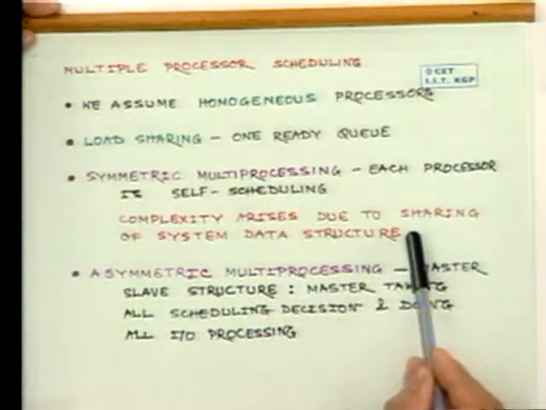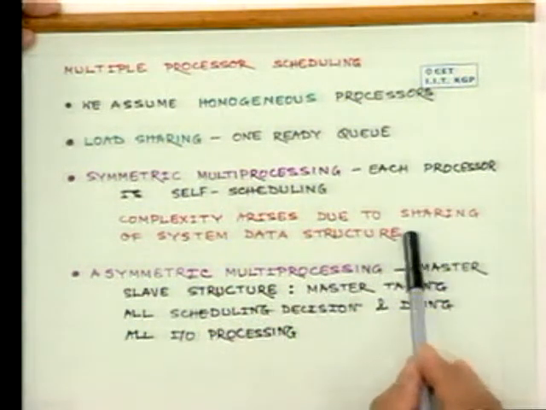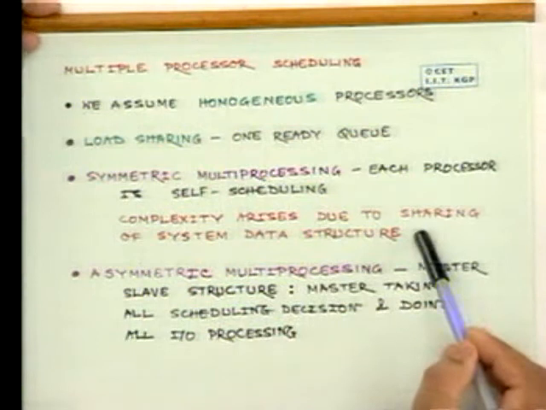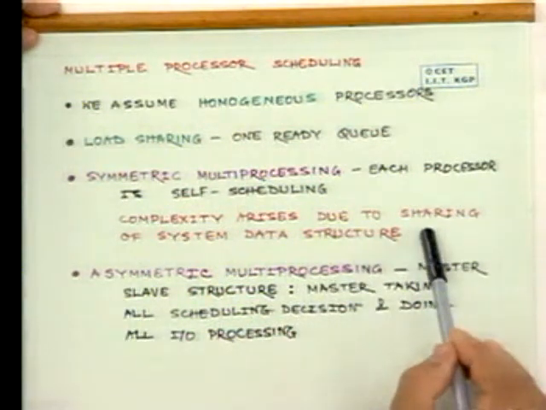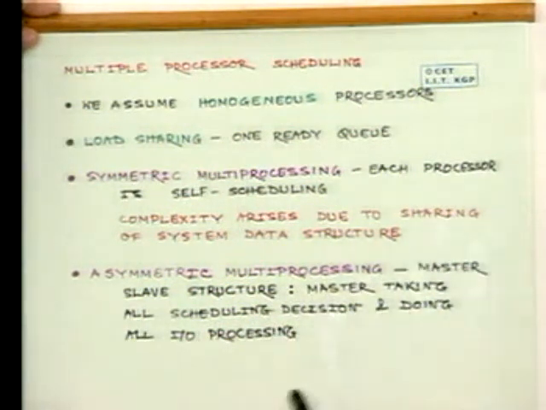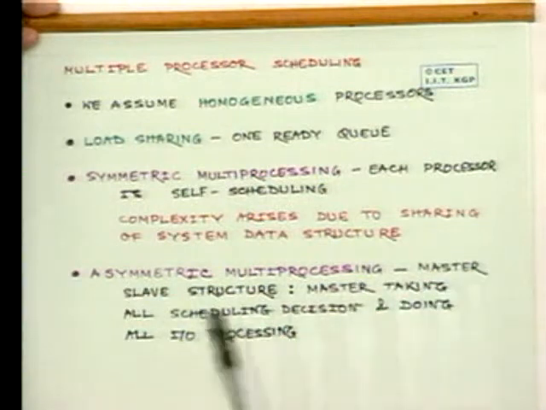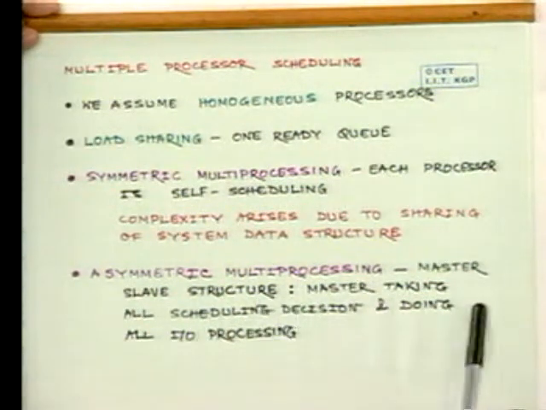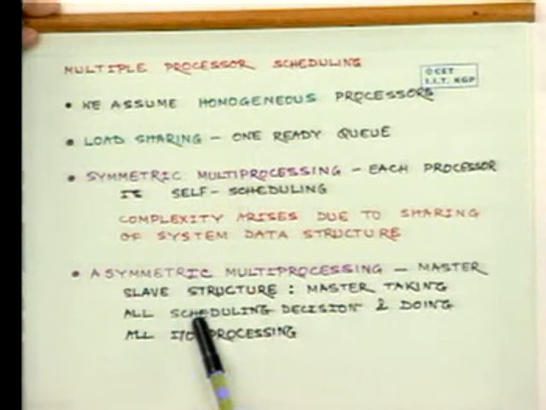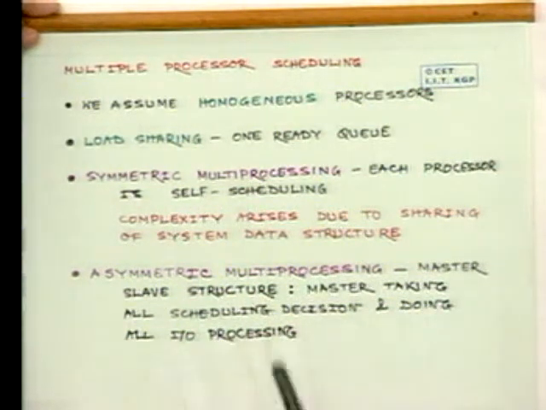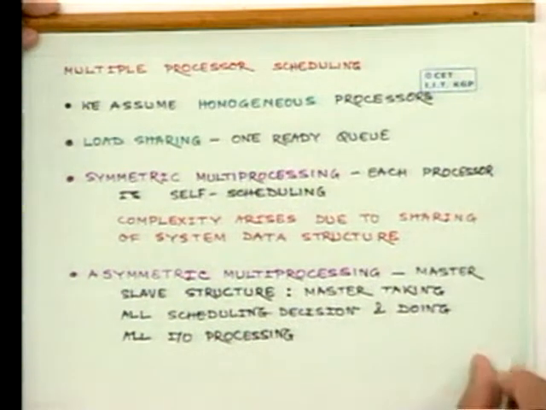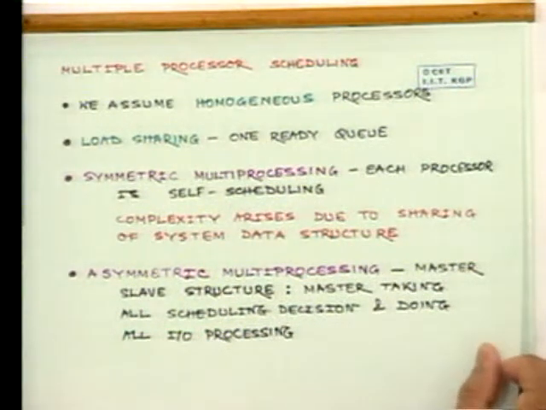Now, naturally, the complexity arises due to sharing of system data structures. We would have to enforce coordination and communication, and synchronization. That will be the point of discussion of our next course of lectures. Another is asymmetric multiprocessing, as I was talking of, where the master-slave structure is there. Master takes all scheduling decisions, and it is also doing all the I/O processing. Now, that's all so far as multiple processor scheduling is concerned.